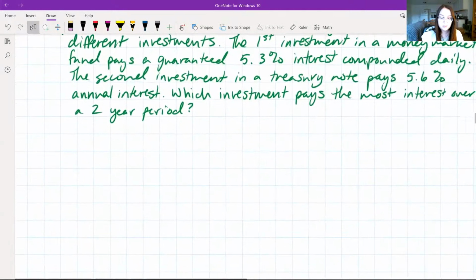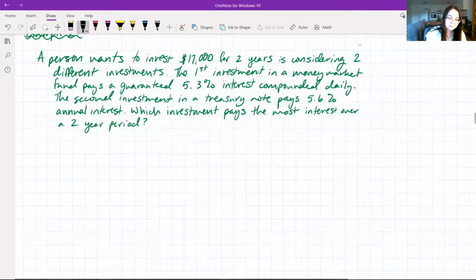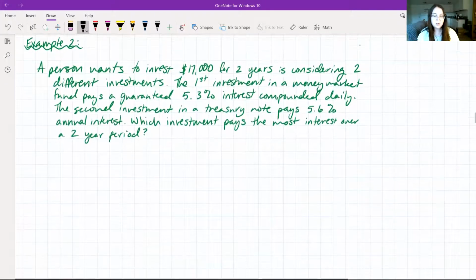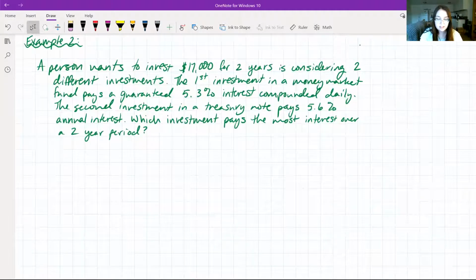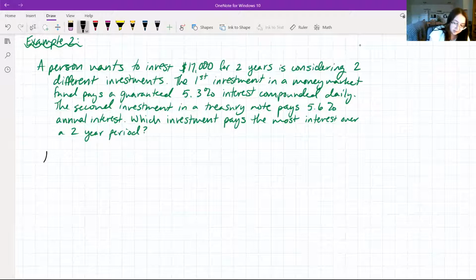So if we're comparing, in these cases, what we really want to do is we want to find our ending values or our future values, and then we'll find our interest paid. So we want to find the interest in both situations, and then we just decide which one is better. So we're going to start here with our money market fund.